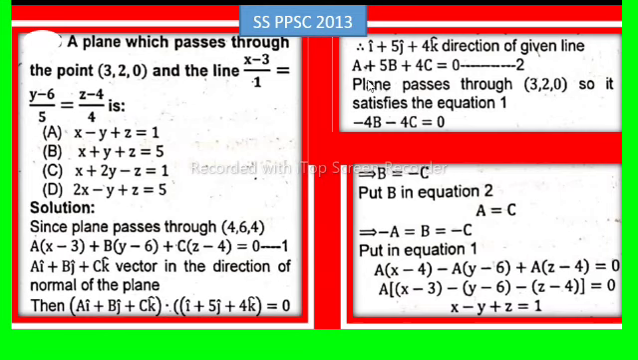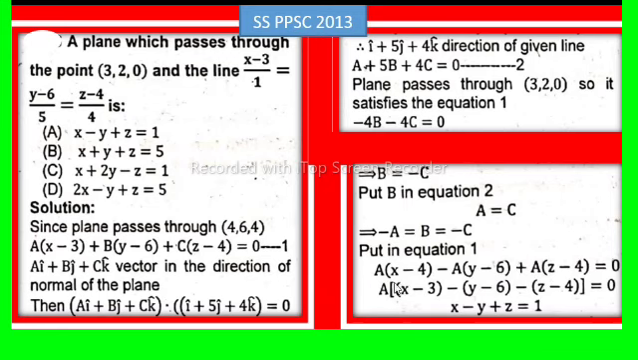So equation 2 becomes a minus 5c plus 4c is equal to 0, so a minus c is equal to 0, a is equal to c. Hence a is equal to minus b is equal to c. Putting the values in equation 1, equation 1 becomes a into (x minus 3) minus a into (y minus 6) plus a into (z minus 4) is equal to 0.